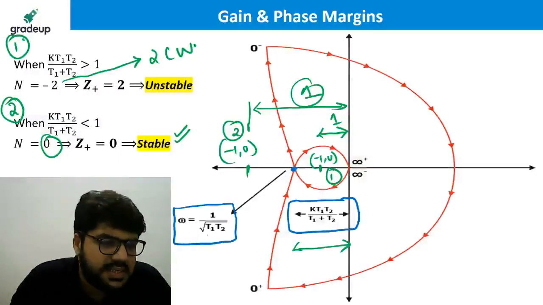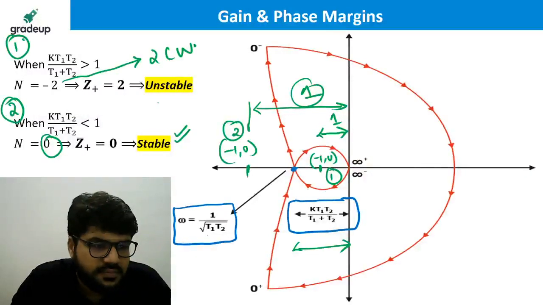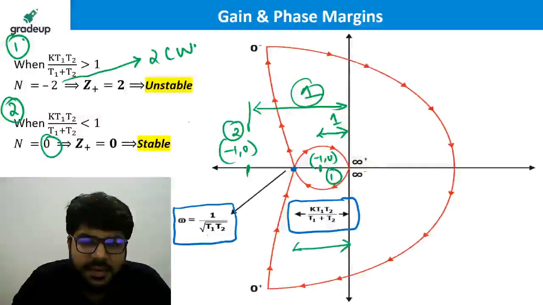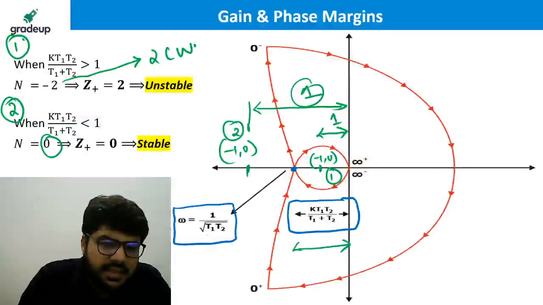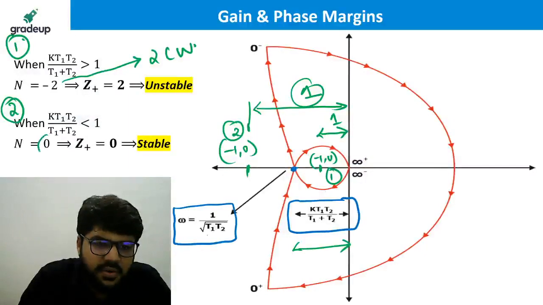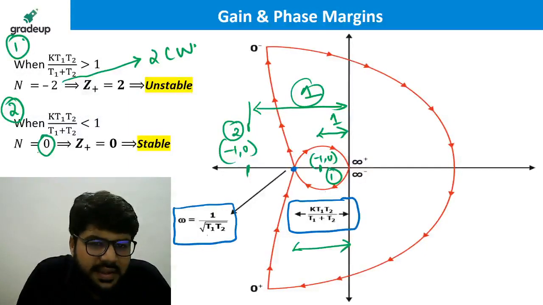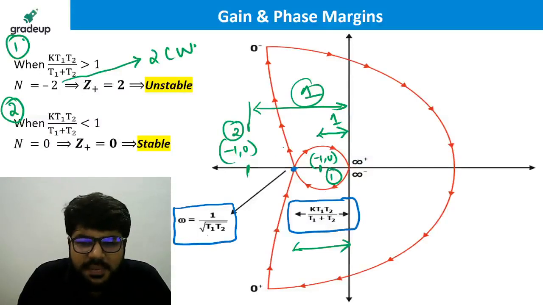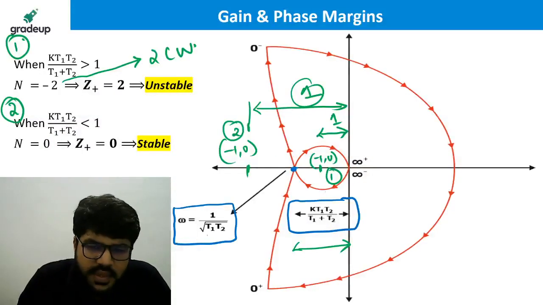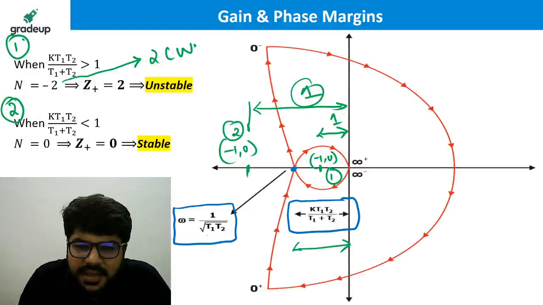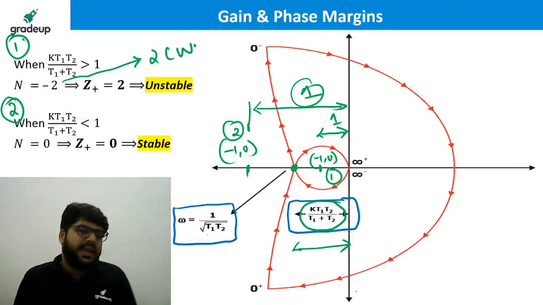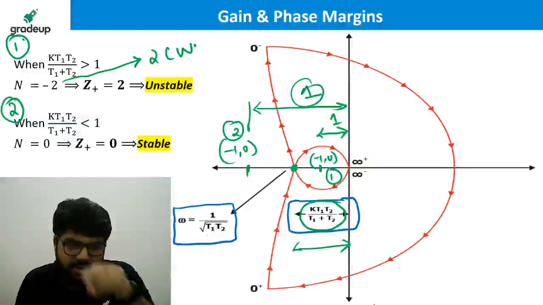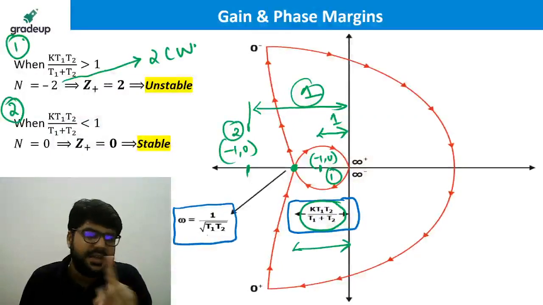Now the system is stable, right? The point is outside the plot. There is no encirclement. The system is stable. So if I talk about stability now, stability depends basically upon the magnitude of this point, whether k t1 t2 upon t1 plus t2 is greater than 1 or less than 1, or it may be equal to 1 also. That also I will introduce very shortly. That will be marginally stable.